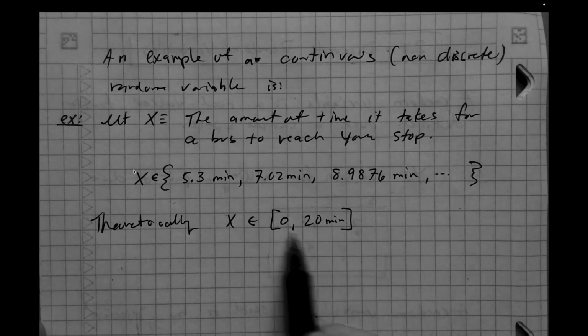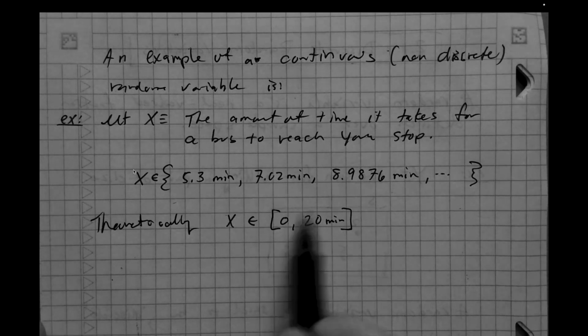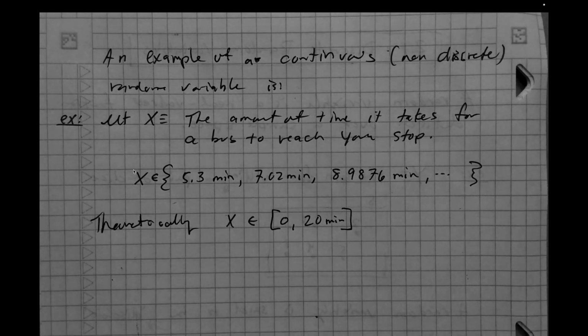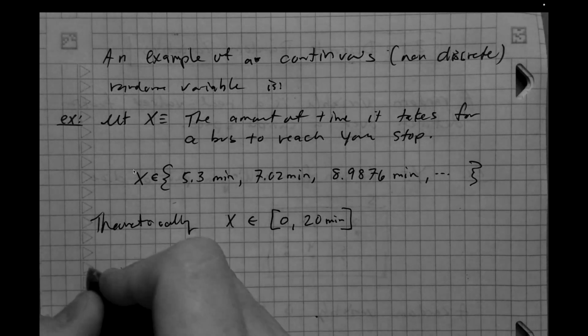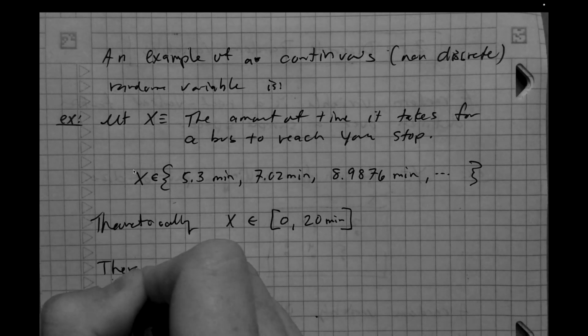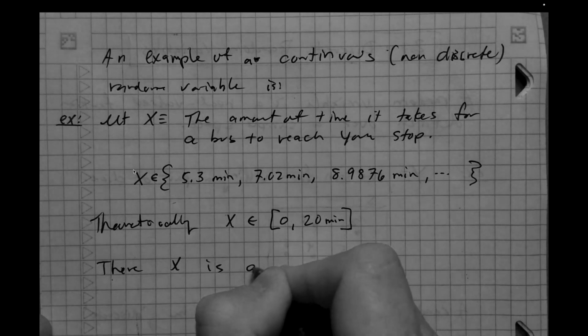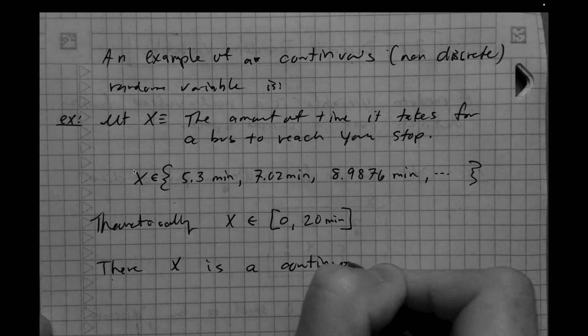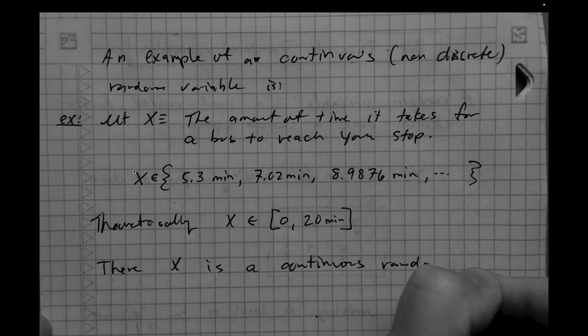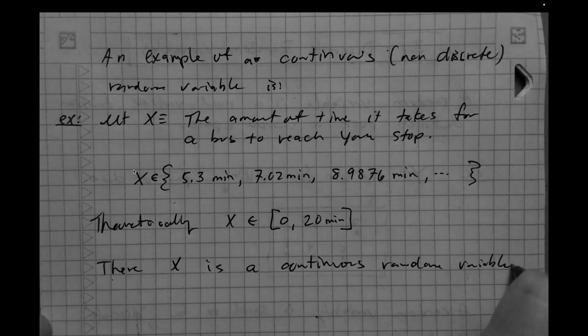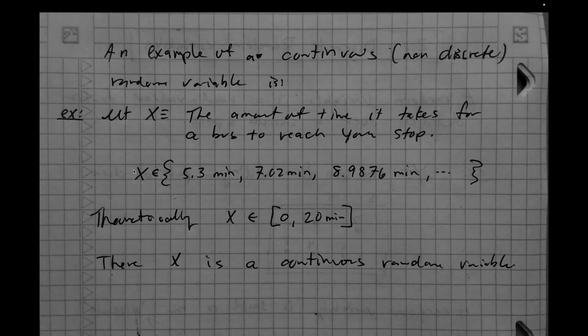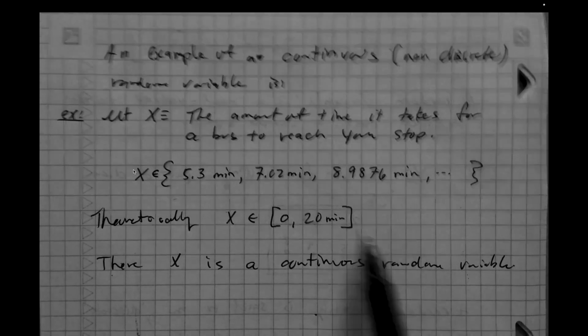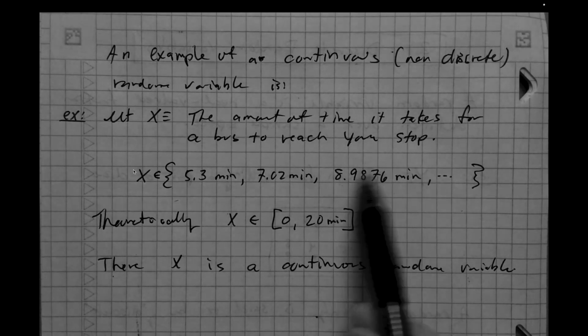Now within this interval, there are infinitely many different times that you could potentially measure for the time it takes for the bus to reach your stop. And so for that reason, x is a continuous random variable. Now you could make it a discrete random variable by identifying some level of precision, right?